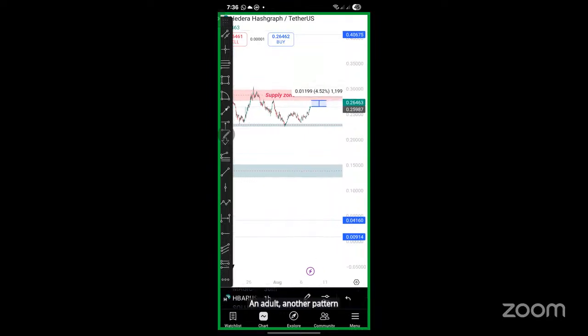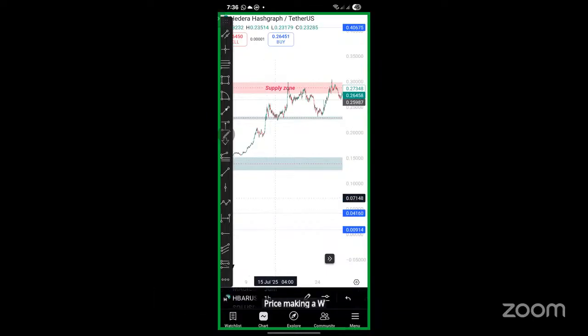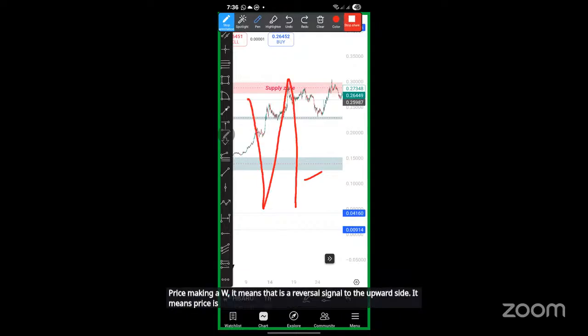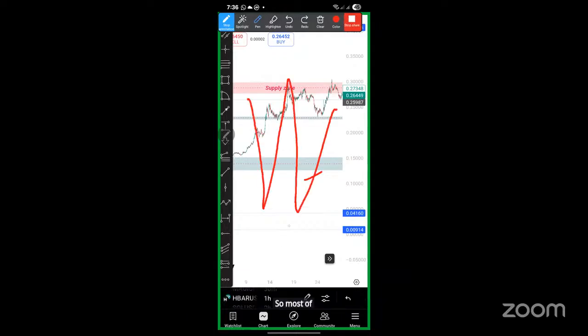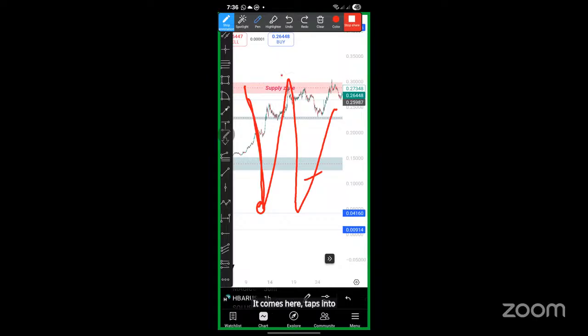So whenever you are trading and you say double bottom, price making a W, it means that is a reversal signal to the upward side. It means price is reversing to the upward side. Most of the traders should know that for price to make a double bottom, it comes here, taps into the area, bounces back here, taps into the area, bounces back here.